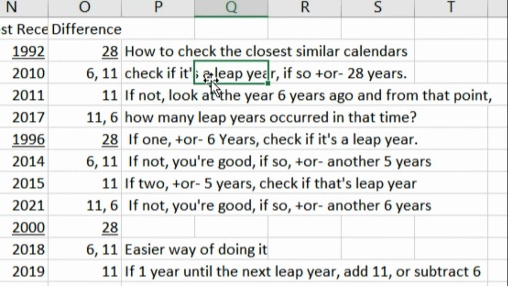But these are just the most recent, right? It's every 28 years that is the cycle. So, if it is not a leap year, then all you need to do is look 6 years ago and from that point, right?